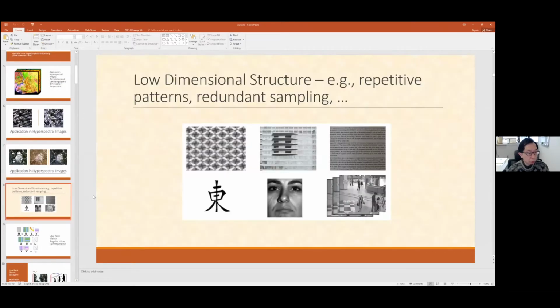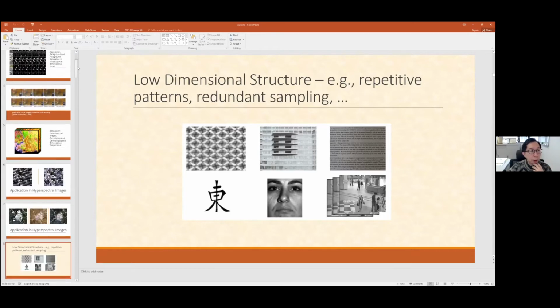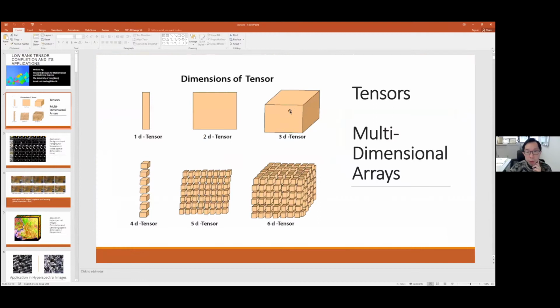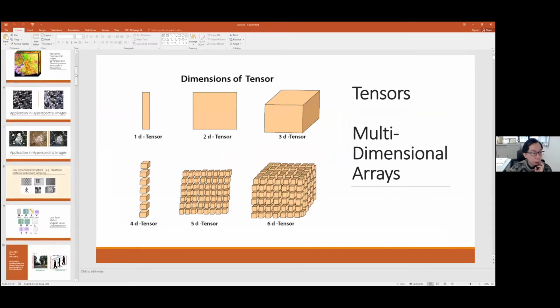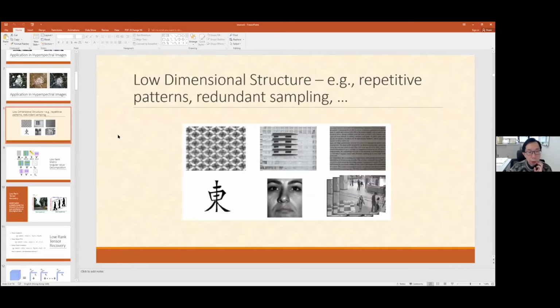Okay, so the question is how to do this kind of low-rank tensor completion. Of course, we mentioned that the data can be huge. If you have a third order tensor, that is like cube data, and even more for higher order tensors, definitely there are many data points. So in order to recover properly, you need to look for the low dimension structure in these images.